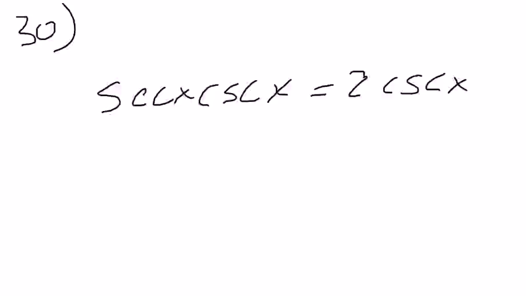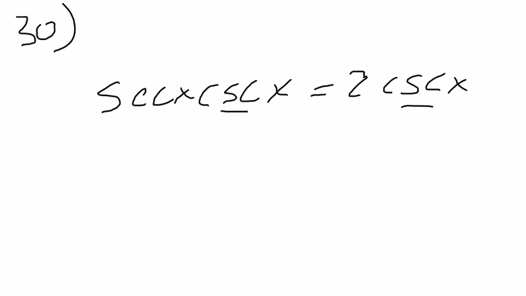Class, this is number 30. A common mistake for this problem is to divide both sides by cosecant. And the only reason it's a problem is because cosecant completely disappears from this problem. And it could be an answer.